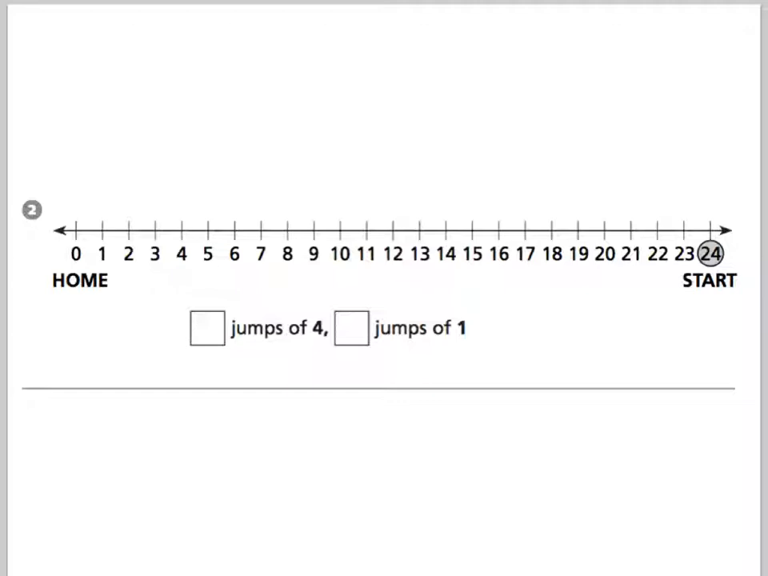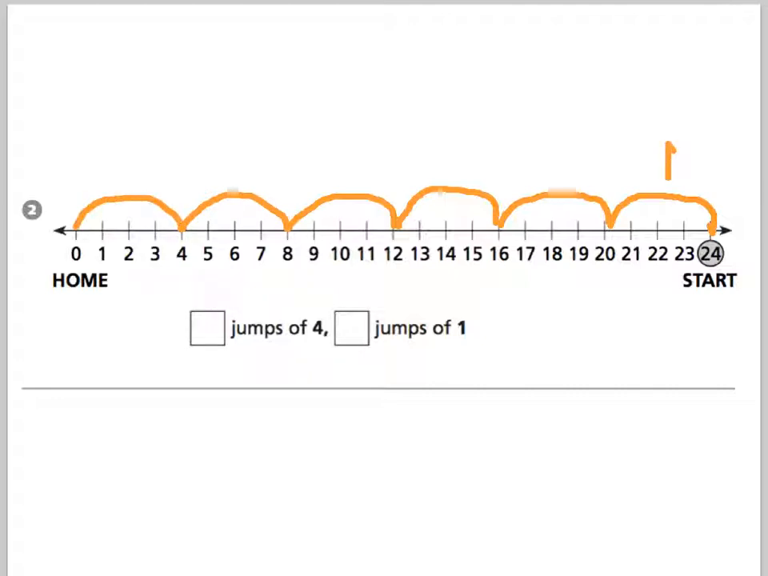Let's move on to number 2, where I need to start at 24. And I know in order to get home, I can think about 24 divided by 4, which I know should be 6. So let's see if we need 6 jumps. 1, 2, 3, 4, and so on. Let's go ahead and count them. 1, 2, 3, 4, 5, 6. So again, I did that by thinking about the number 24. How many times 4 goes into 24, which is 6. And I know that there is nothing remaining.